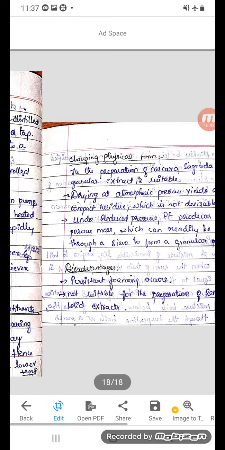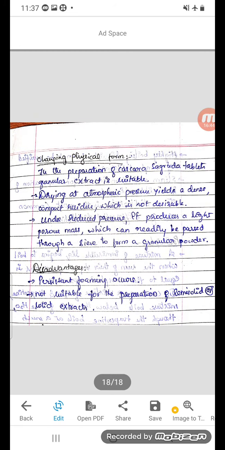The disadvantage is that foaming occurs, because you cannot break the foam here. It is not suitable for preparation of semi-solid or solid extracts. Complete solid or semi-solid extracts you cannot prepare, that is the disadvantage.